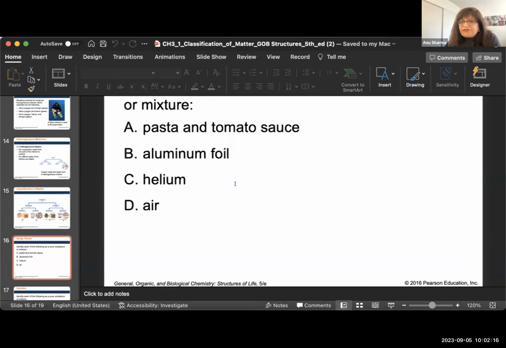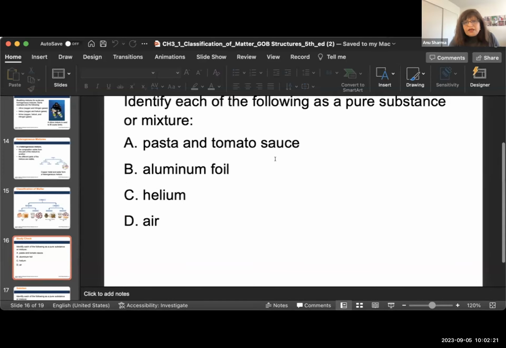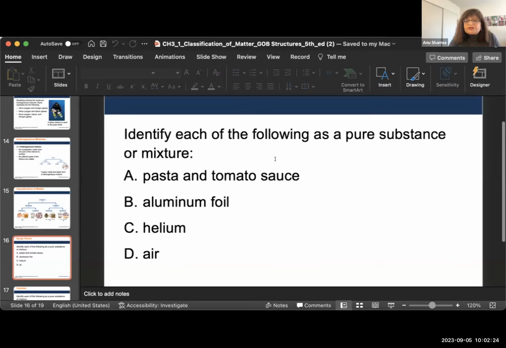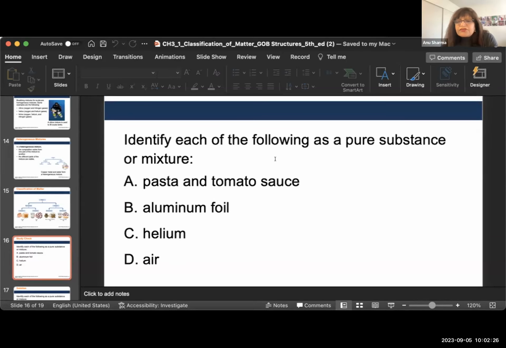Now, let's identify these. Pasta and tomato sauce, what kind of mixture is this? Or even if it's a mixture or a pure substance, you tell me. Is it a pure substance or is it a mixture? Write down the answer. Mixture. Very good. And what type of mixture is that? Pasta and tomato sauce? Heterogeneous. Very good. Heterogeneous.